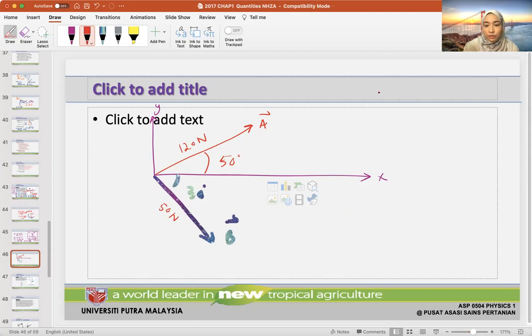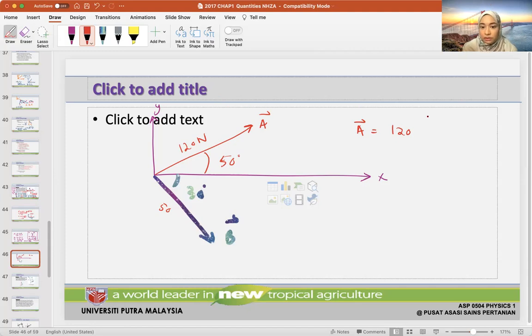Anyone? Let's do vector A first. Okay, vector A. No one wants to try? Come on. Nanti tak tahu. 120 Okay, 120 cos 50. Okay, so sekarang ni soalan saya kan is how do you describe this vector? Bukan its component. How do you describe the vector?